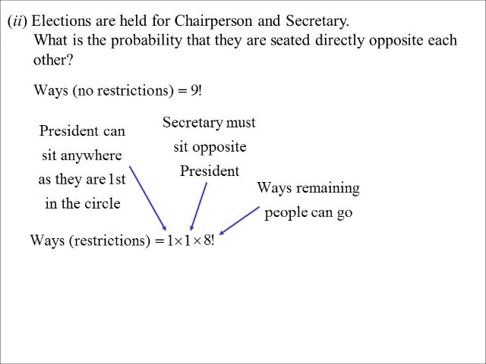And now the other 8 people are going to sit down. But it's no longer a circle. Because there are people in the circle, the positions are all defined, so it's just the same as a line. So it will be times 8 factorial for the other 8 people.